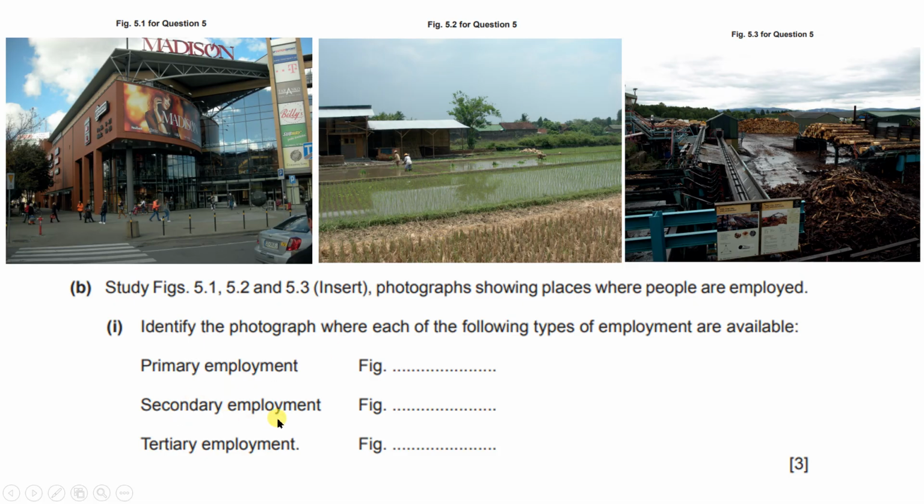Then secondary employment, I think this is a manufacturing plant. You can see wood there, so possibly lumbering activities. Wood is being processed. So that should be a secondary employment. And tertiary, obviously figure 5.1 is a tertiary employment. So that's all. You just select, you get your 3 marks.